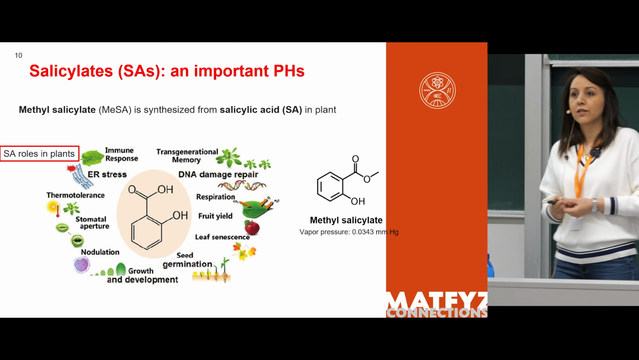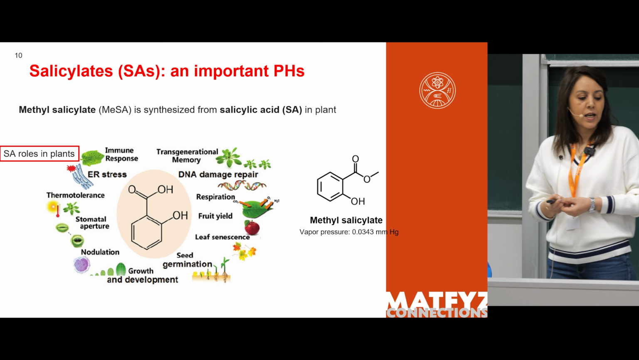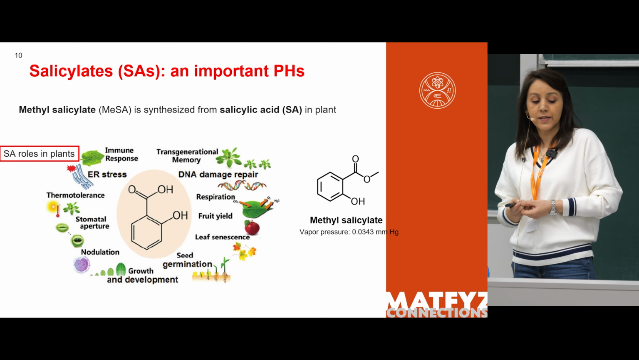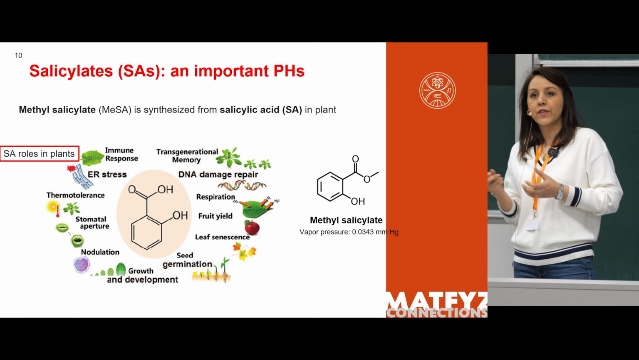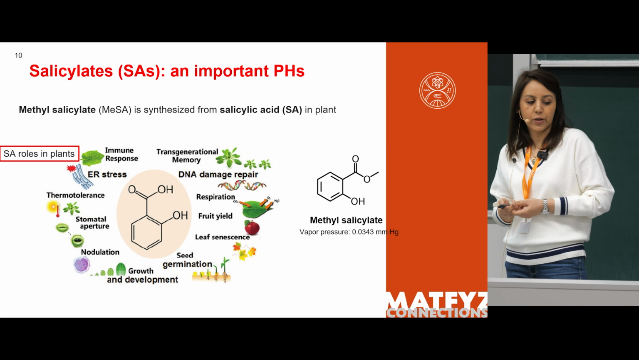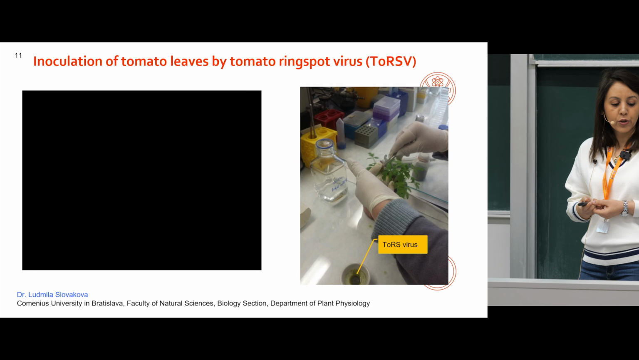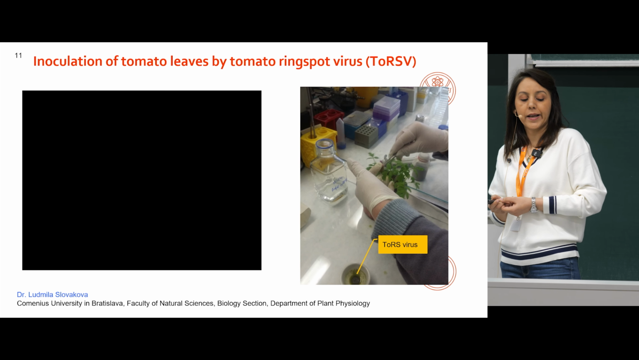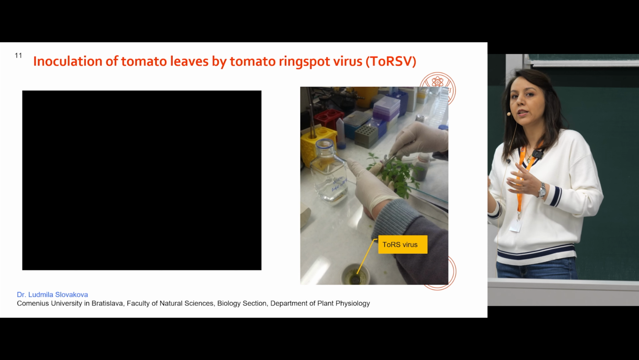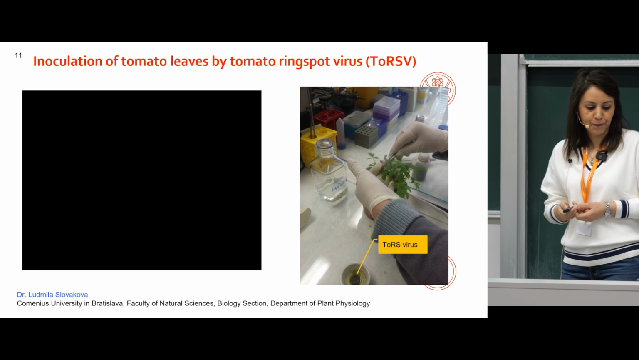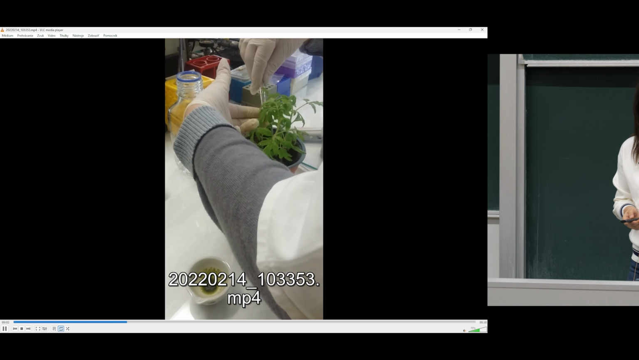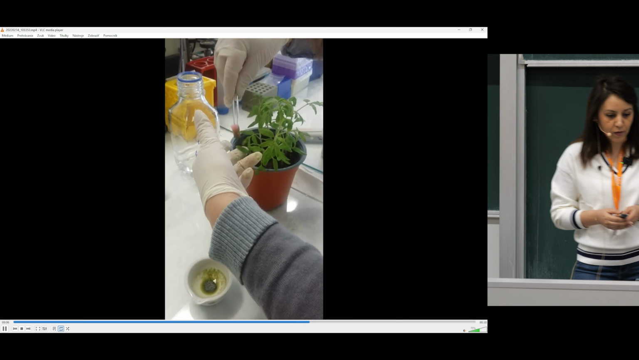One important volatile plant hormone is methyl salicylate. Methyl salicylate plays an important role in defense of plants against different viruses. We inoculated tomato plants with torus virus to induce production of methyl salicylate in the plant. This movie shows how we inoculated the tomato plant with torus virus.